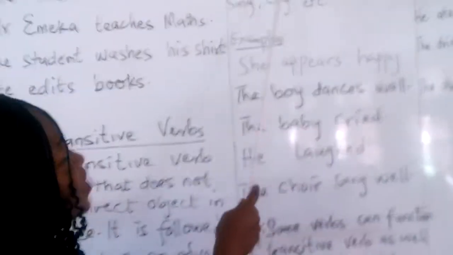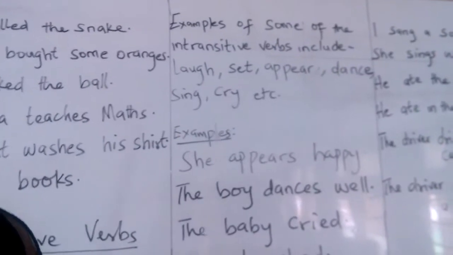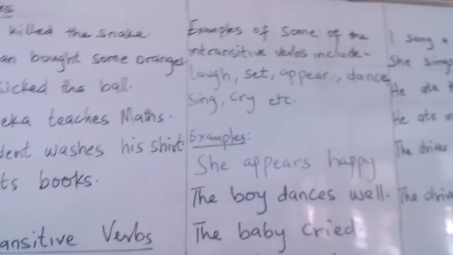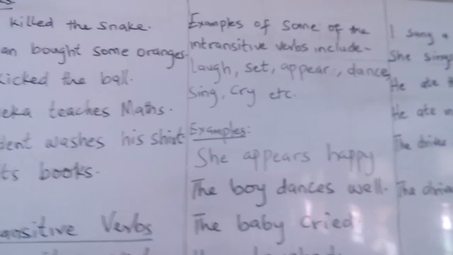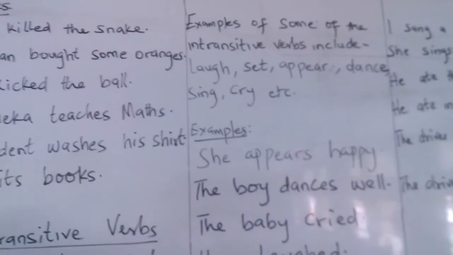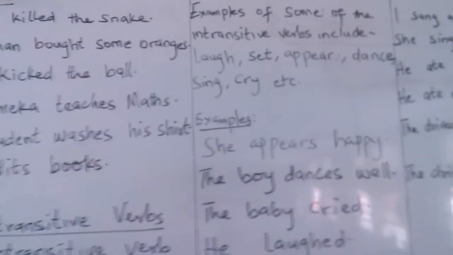We have some examples of intransitive verbs such as laugh, set, appear, dance, sing, cry, and others. There are thousands of them as well. Intransitive verbs do not take objects like transitive verbs in sentences, okay? So let's see some examples here. She appears happy.